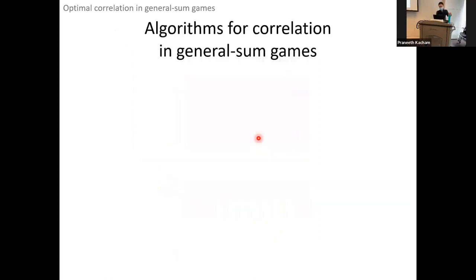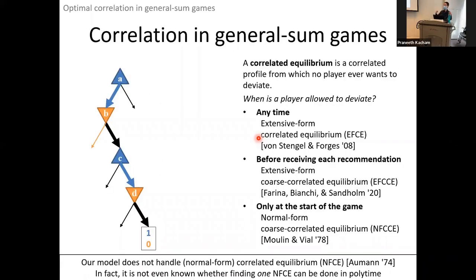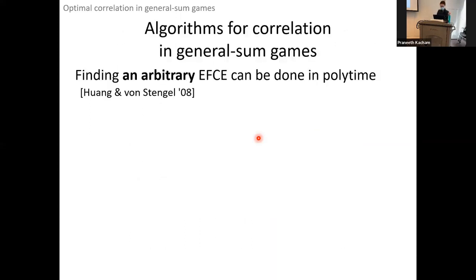Let's talk about algorithms again. The intuitive reason why the stricter notions, the ones toward the top of the list, have a smaller range of possibilities is that if the players have more opportunity to deviate, then the mediator has to restrict the possibilities to keep them all going along with whatever is suggested. Exactly. So let's talk about algorithms.